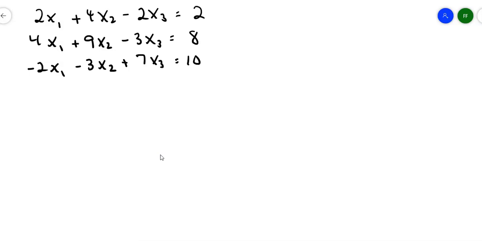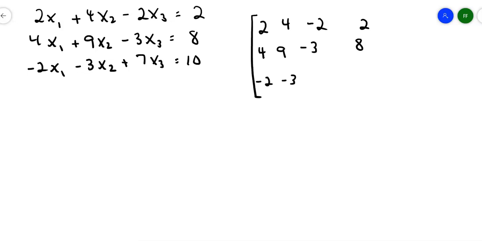That means there's a possibility that I could come up with a nice single point where all 3 of those planes intersect. All right, so the first thing I want to do is set up the augmented matrix. All right, my augmented matrix will look like this. I'll put the coefficients across the row, 2, 4, negative 2, 2. The second row will be 4, 9, negative 3, 8. And then negative 2, negative 3, 7, 10.